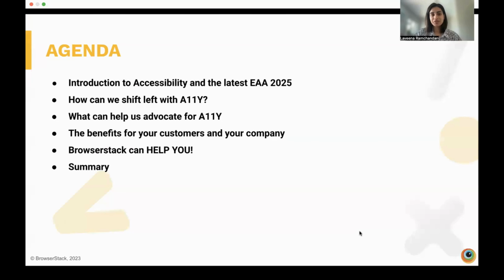So the main agenda for today is introduction to accessibility and the latest law, which is the European Accessibility Act 2025. How can we shift left with accessibility? A11Y is a shorter version of accessibility, so you'll see it a lot in my presentation because between A and Y there are 11 characters, so that's why it's a shortened version. What can help advocate for accessibility? The benefits for your customers and your company, and how BrowserStack can help you.